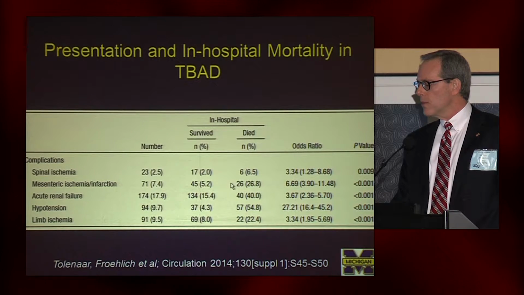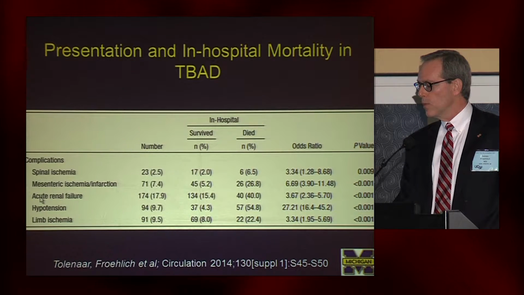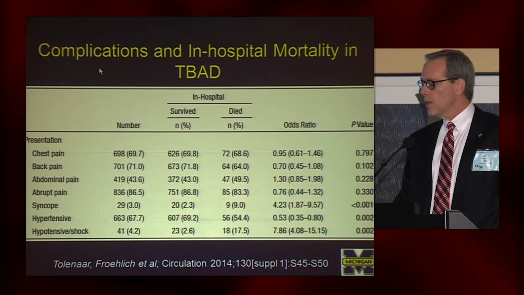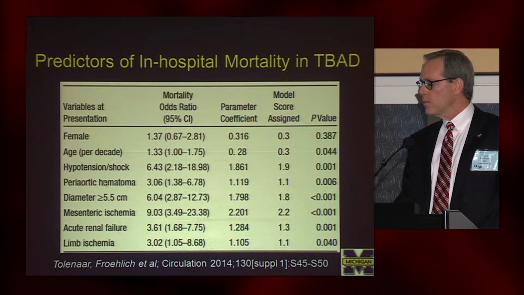So what they did was they drilled down on presentation factors that might be associated with bad outcome, and of course they're the usual culprits: spinal ischemia, mesenteric, renal failure, hypotension, or limb ischemia. Complications that developed in hospital that were predictors of bad outcome mostly amount to syncope, hypotension, and shock. And they put together this prediction model.